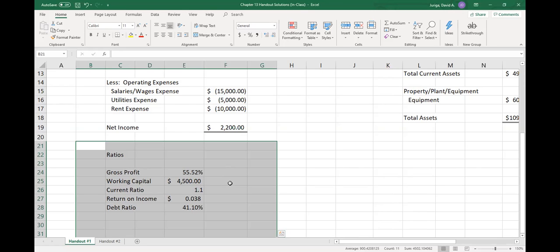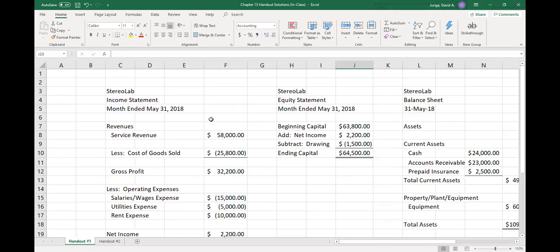Now, if you take financial accounting, you study these more in depth. You do a lot more ratios in that class. Okay, so that's it on this.